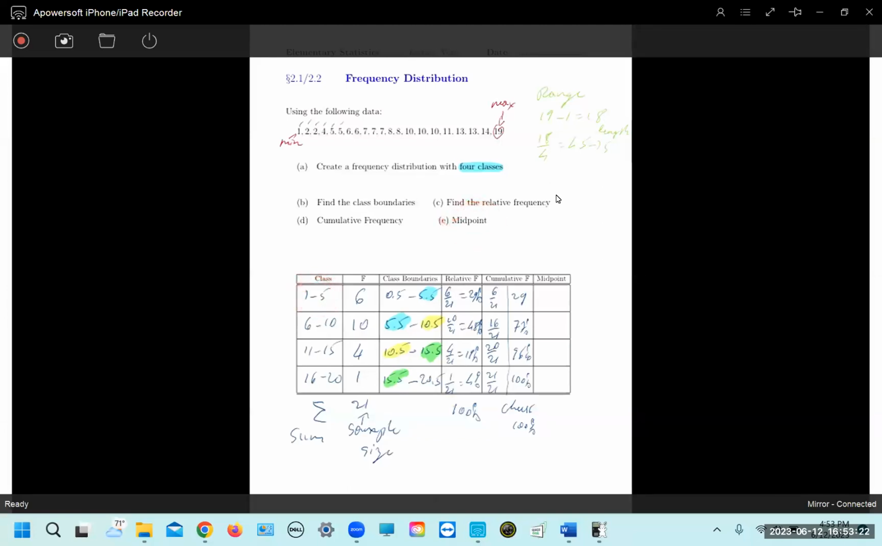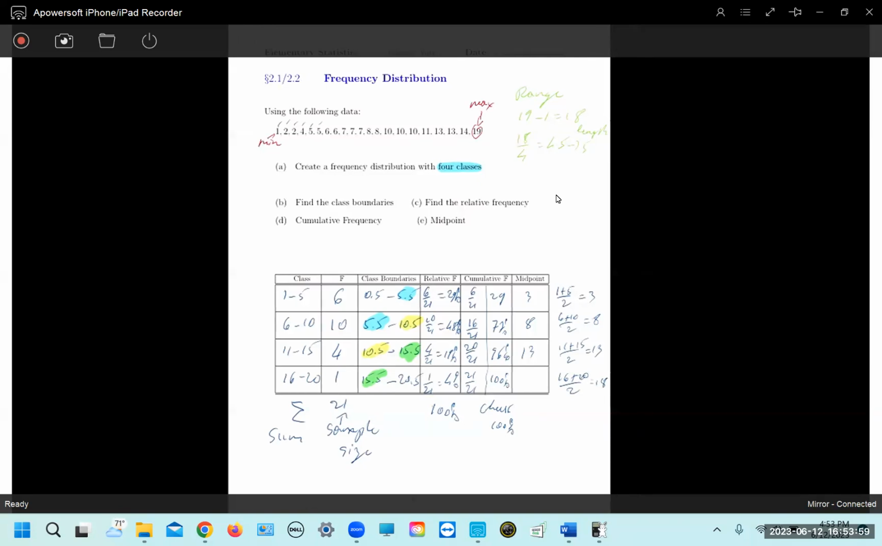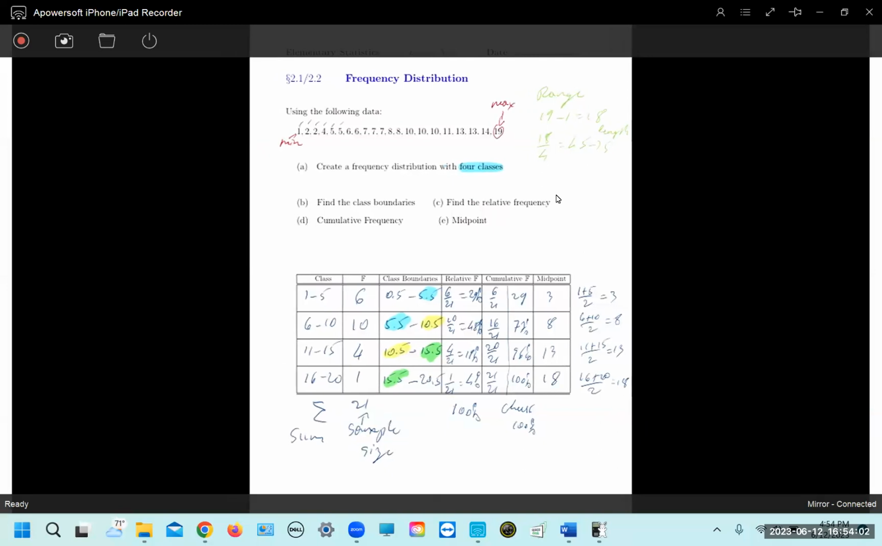So this one we add it up, divide by 2, add it up, divide by 2. So we get 1 plus 5/2, that is 3. So 6 plus 10/2 is 8. And 11 plus 15/2, this one 13. And 16 plus 20/2, this one is 18. So this one is 18.